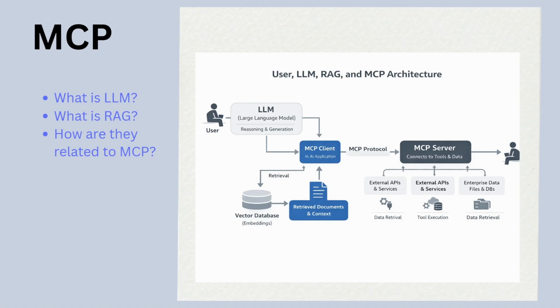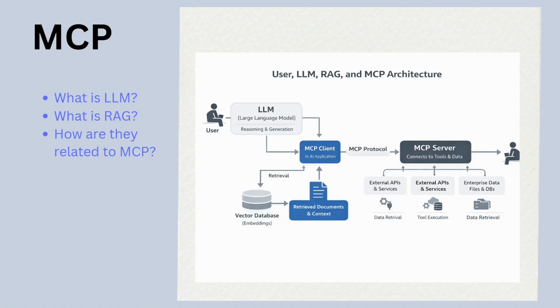Let's understand with this diagram. Here the user is querying the LLM. Let's take an example: how many sick leaves are left for Mr. Z? Then the LLM is intelligent enough to understand that it needs to query the database to understand how many leaves are allocated to Mr. Z and how many leaves he has consumed.